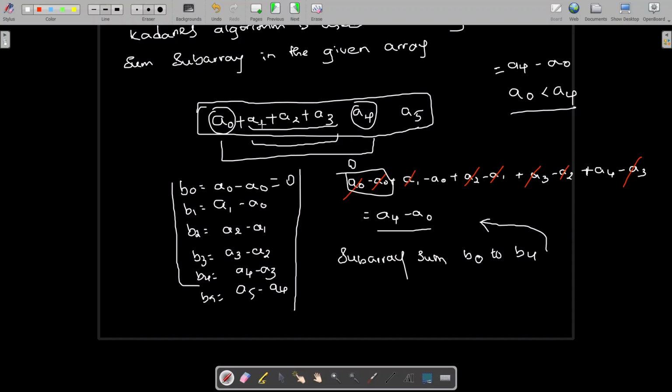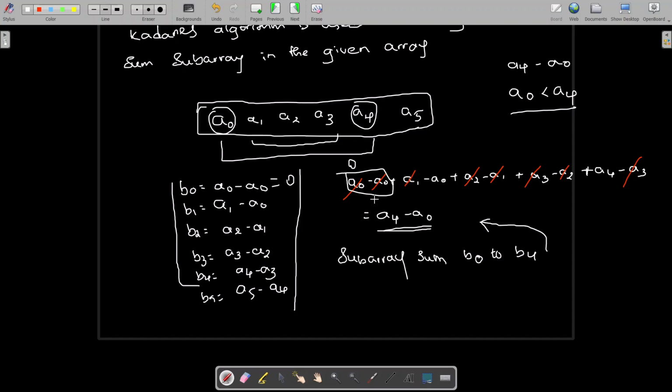In order to remove this, we will be using this pre-computed b array. Suppose we want a profit by buying on the 0th day and selling on the 4th day, right? In order to do that, I will be using the b array from the 0th day to the 4th day. I will be summing all this. After summing all this, what can I get? I will get a4 minus a0. How do I get it? I will show you here.